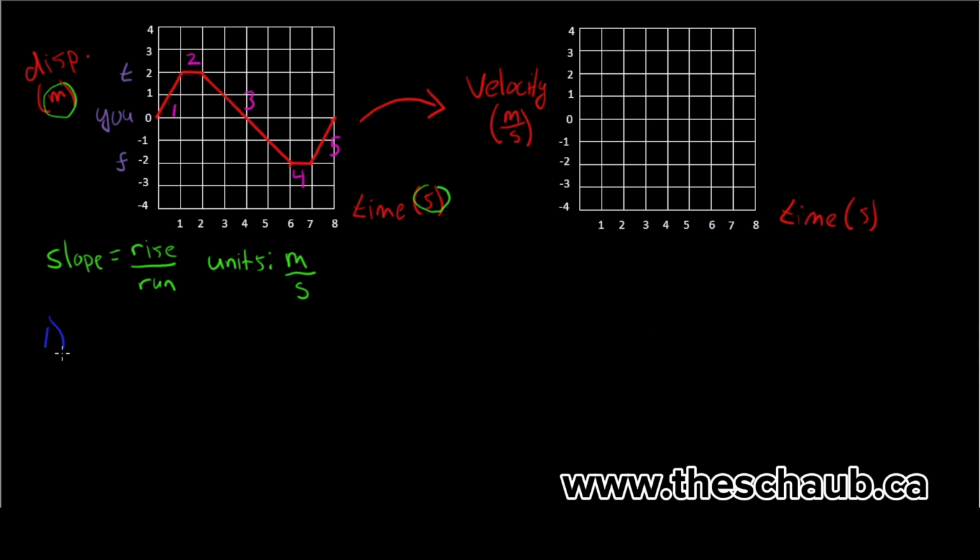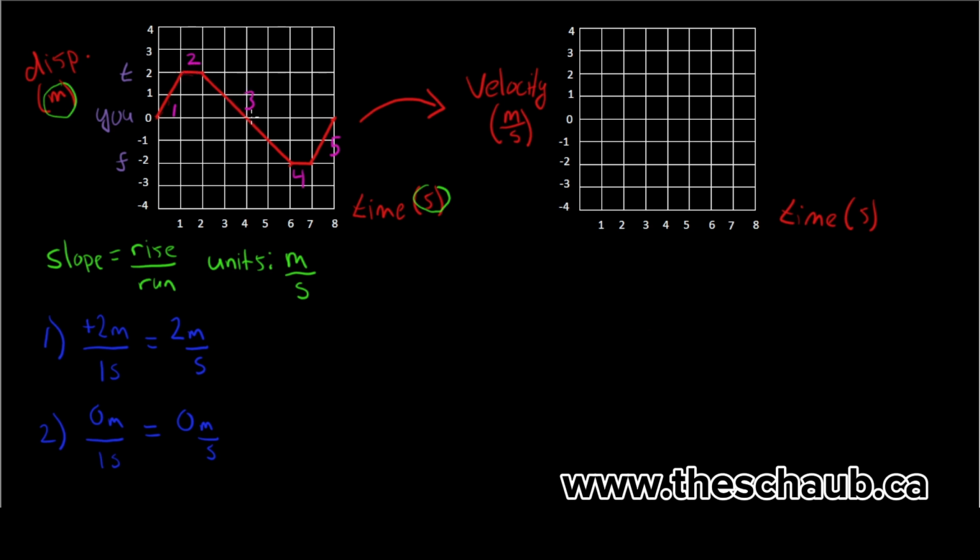In our first segment, we have a rise of +2 meters and a run of +1 second. This means in our first segment, we're moving with a velocity of 2 meters per second in the positive direction. In our second segment here, we are standing at the teacher's desk and we're not moving. So our rise is 0 meters, and we stand there for 1 second. So we calculate a slope of 0 meters per second. This makes sense. We're standing at the teacher's desk, we have 0 velocity.